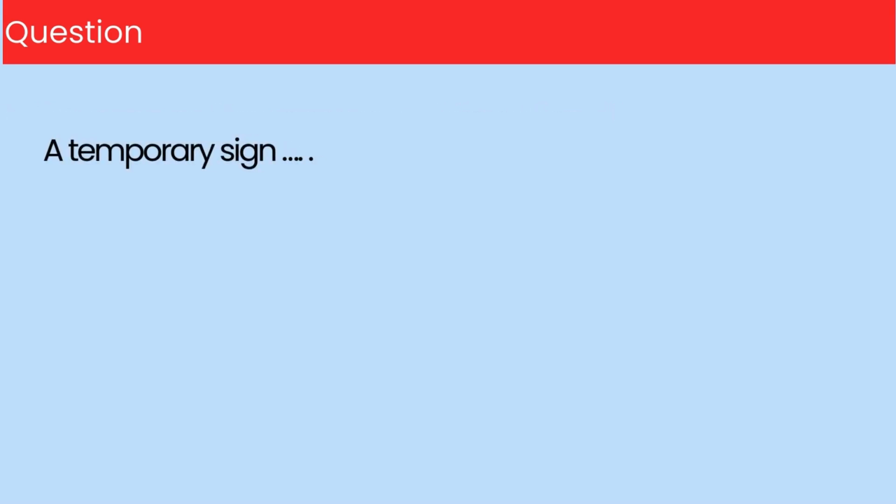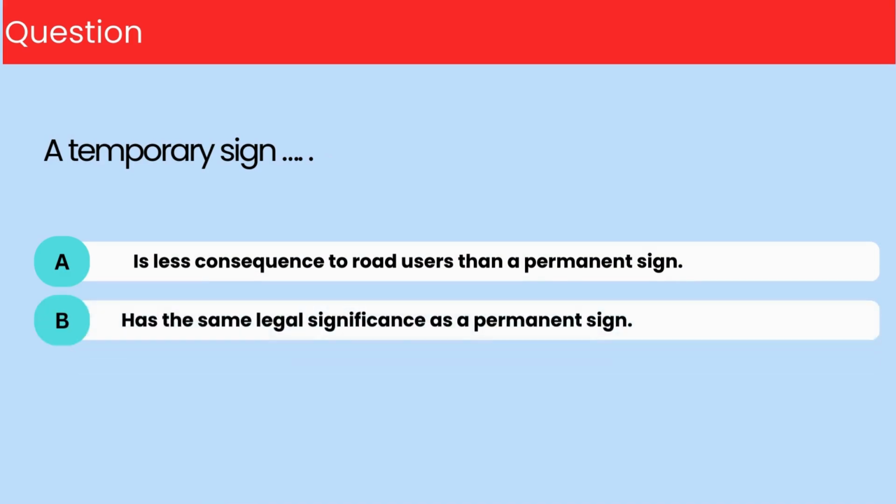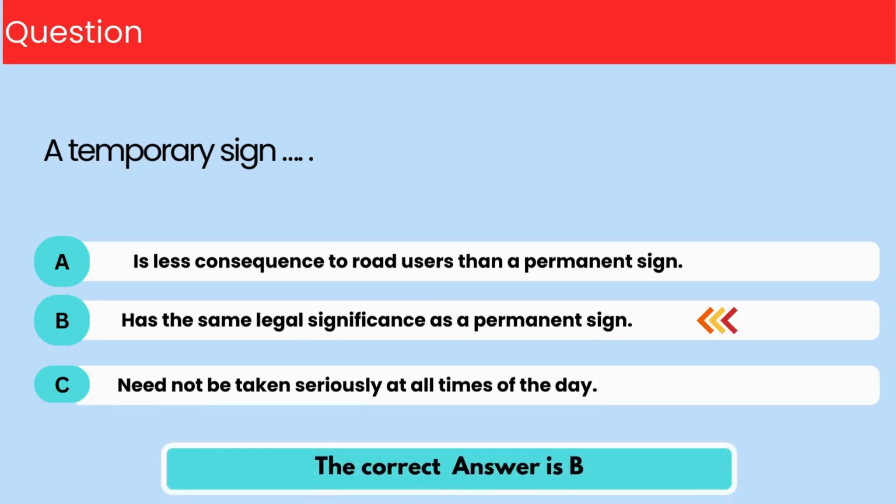Question: a temporary sign A. is less consequence to road users than a permanent sign. B. has the same legal significance as a permanent sign. C. need not be taken seriously at all times of the day. The correct answer is B.